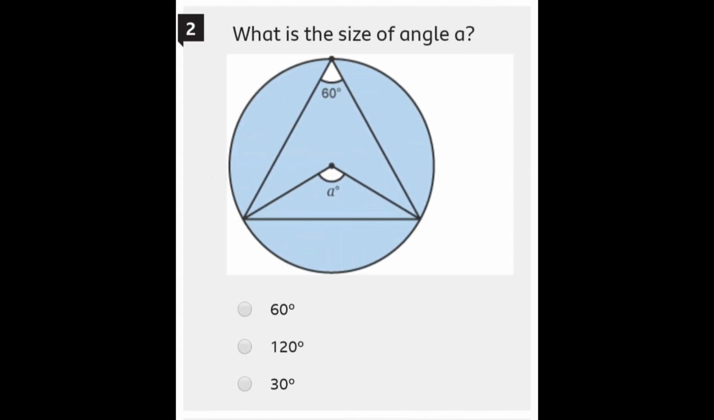How to calculate the size of angle alpha in this diagram? Because we have the rule that the angle at the center is twice the size of the angle at the circumference, alpha is equal to 2 times 60 degrees. Alpha is 120 degrees.